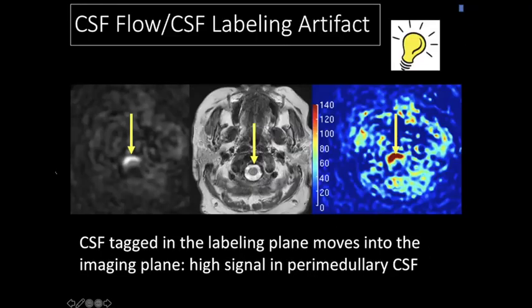Here's an example of a patient with CSF labeling artifact. What happens is that CSF spins are tagged in the labeling plane and then move into the imaging plane. And this shows up as high signal in the pre- or perimedullary CSF. So here we are at the level of the medulla. We have normal CSF in the premedullary cistern, but on our ASL grayscale and color acquisition, we have abnormal signal representing CSF flow.